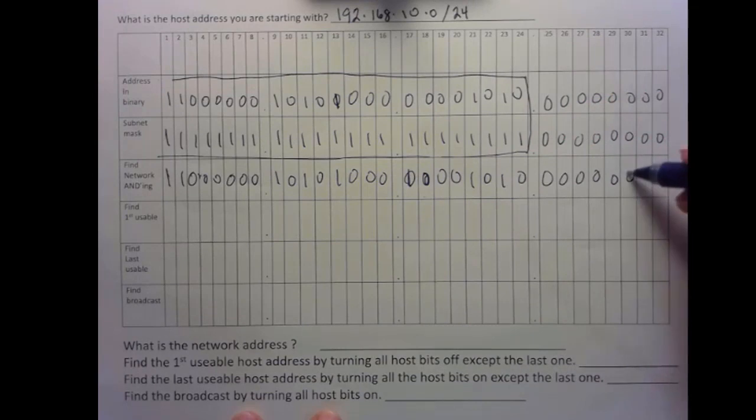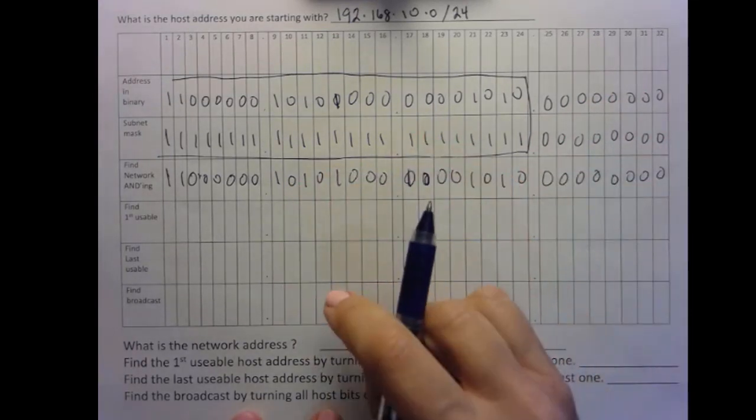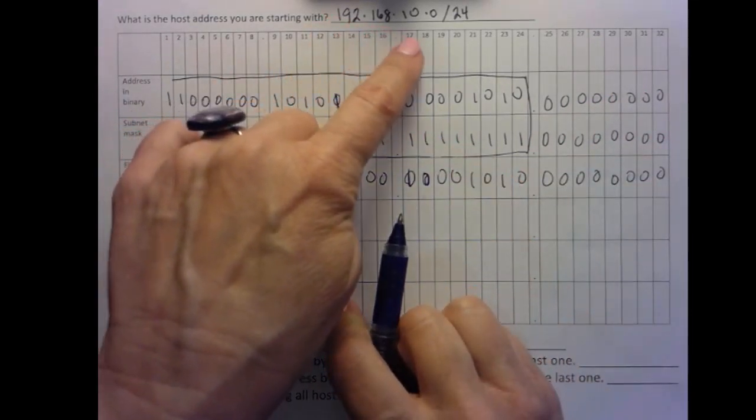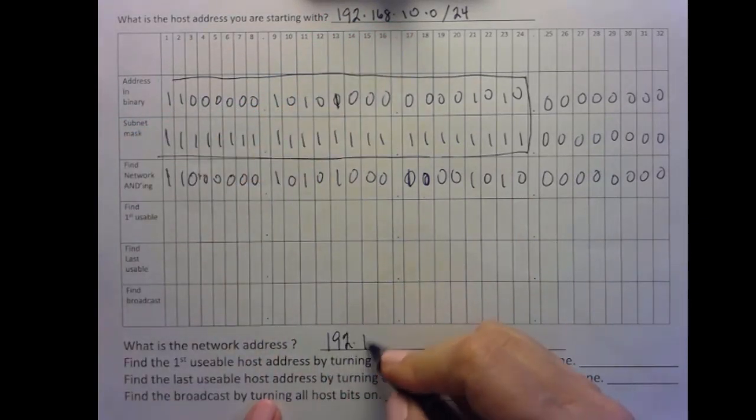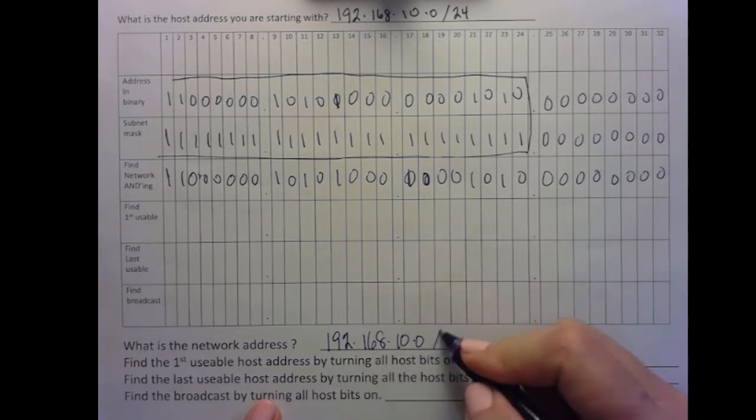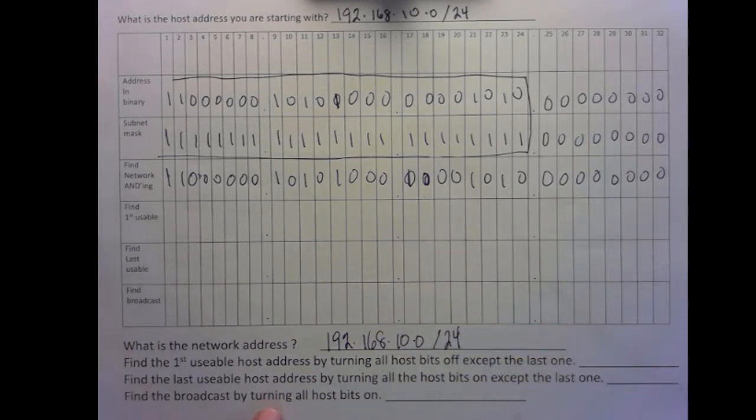So I know that my network address is going to be 192.168.10.0/24. So I'm going to just go ahead and fill in my network /24. Now, to find the first usable address, I want you to hear what the definition of the first usable address is, and I've written that down here in this helper document. The definition of the first usable address is when all of our host bits are off except the last one.